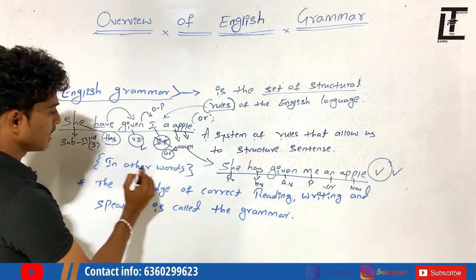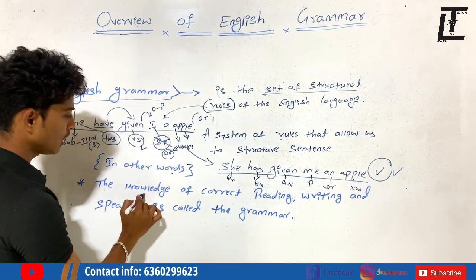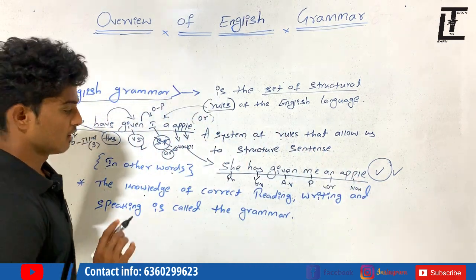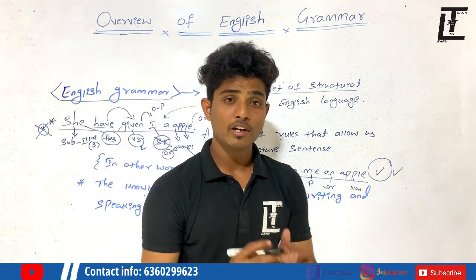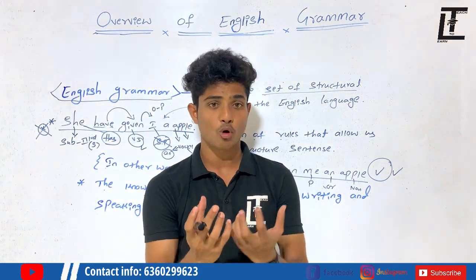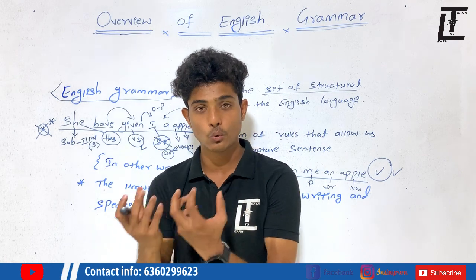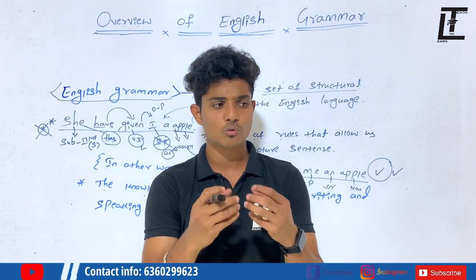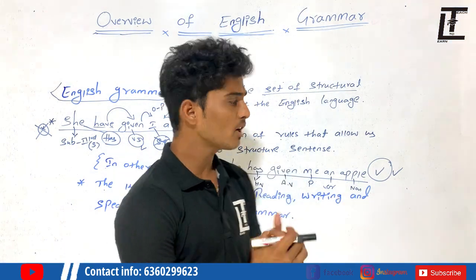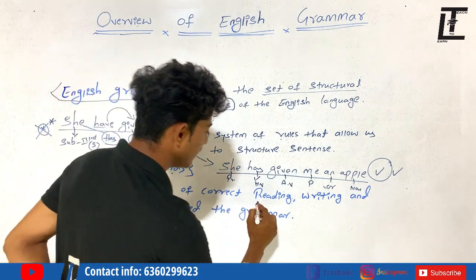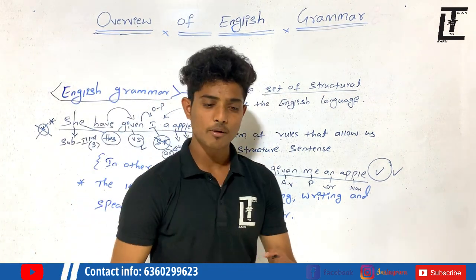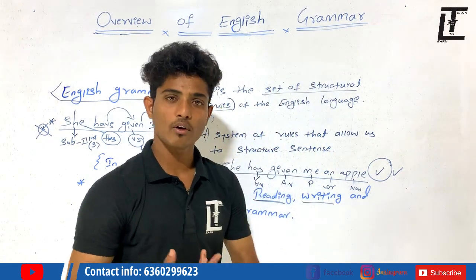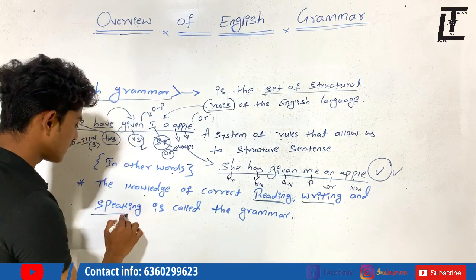Next, in other words, what is English grammar? The knowledge of correct reading, writing and speaking is called grammar. Very simple. When you have proper understanding and proper knowledge of grammar and its rules, its structure, how to form the structure, then you can have proper reading knowledge. You can be very good at reading, and you can have writing skill as well as speaking skill.